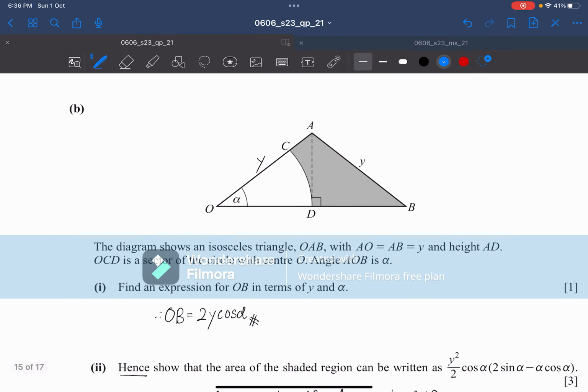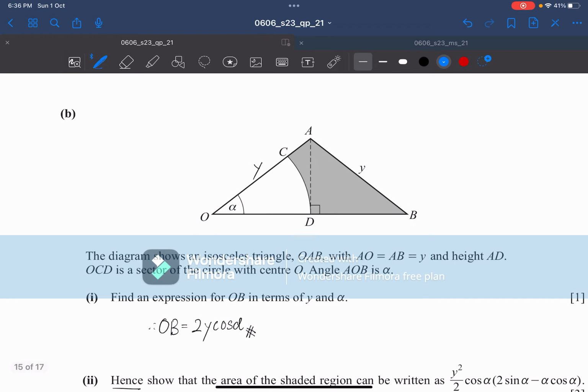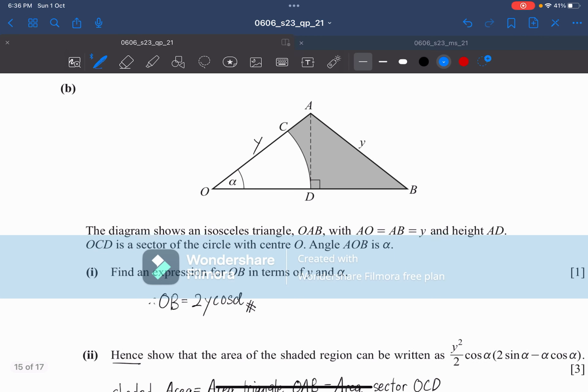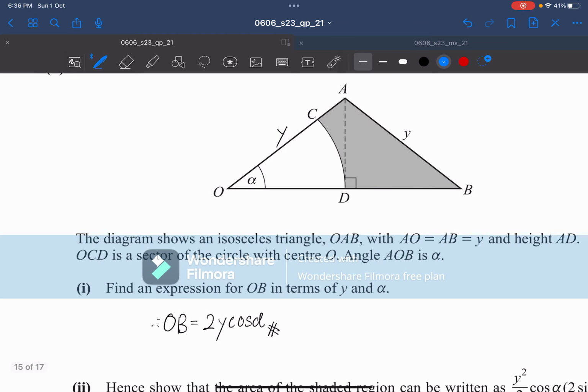Question B. The diagram shows an isosceles triangle OAB with AO equals AB equals y and height AD. OCD is a sector of the circle with center O. Angle AOB is alpha. Find an expression for OB in terms of y and alpha. So, this is just resolving vectors. So, yeah. Resolve a vector.